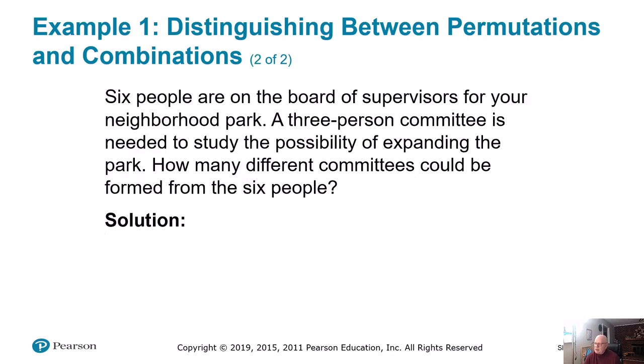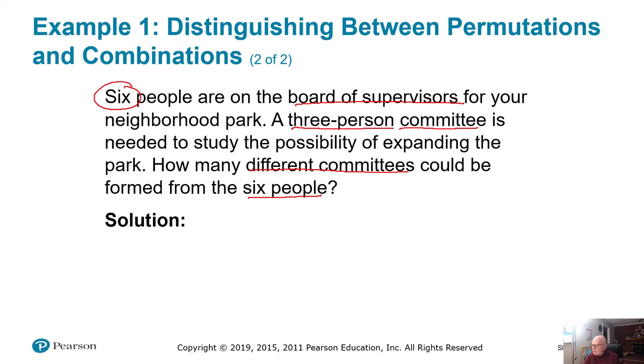Next, let's try this one. Again, we've got 6 people just as in the last example, but it's a little bit different. There's 6 people on the Board of Supervisors, and you're going to have a 3-person committee from that Board of Supervisors. How many different committees can you form using 6 people? Well, the first thing you ought to ask yourself is, does order matter? Well, it doesn't look like it because either you're on the committee or you're not, right?